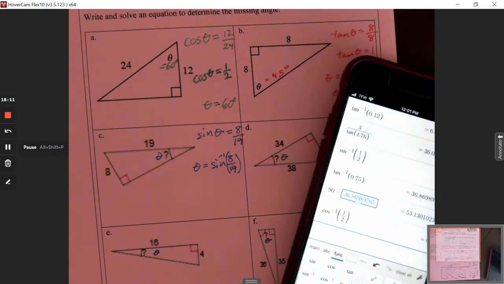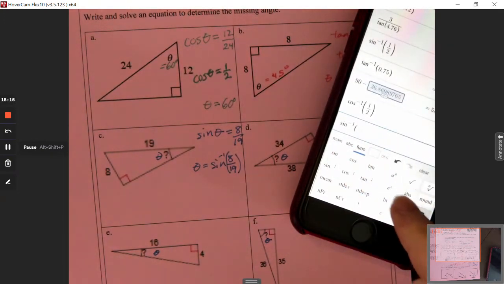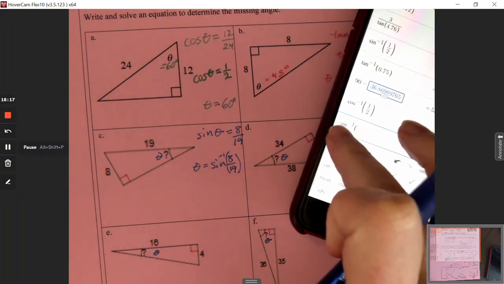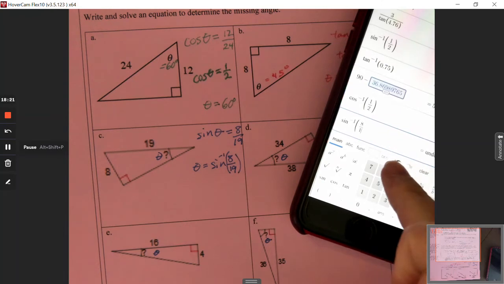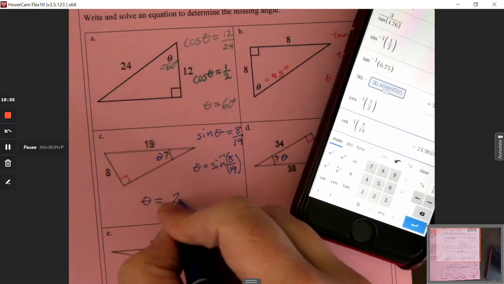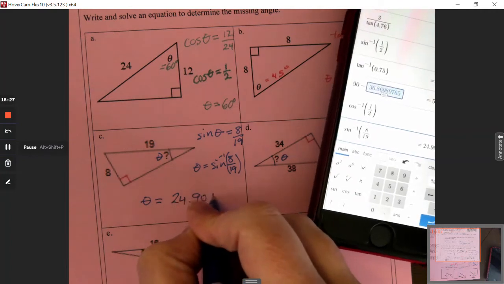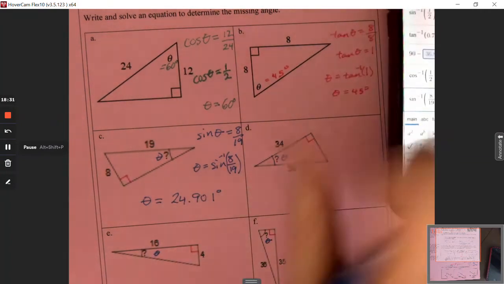So sine, cosine, or tangent? This is cosine. So cosine of theta equals adjacent over hypotenuse. It is easier if I simplify first. Whoops.